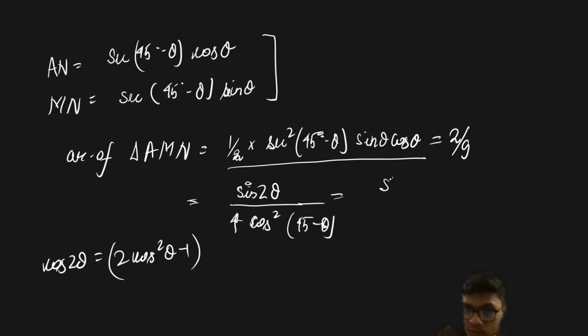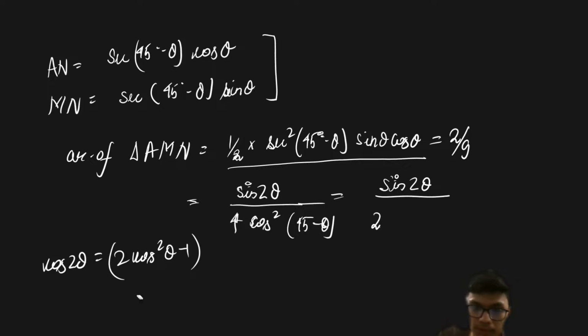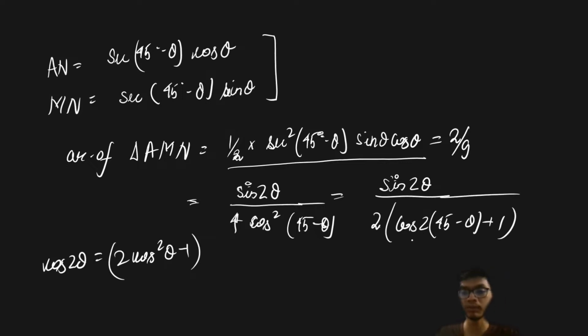So I can simplify this particular solution as sine 2 theta divided by 2 times, inside the bracket, cos of 2 times 45 minus theta, plus 1, right? So you can see from here you will get the solution as cos of 90 minus 2 theta, which is going to be nothing but sine 2 theta. This particular part is going to become sine 2 theta, right?